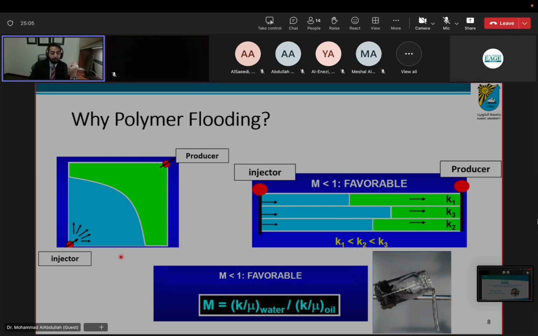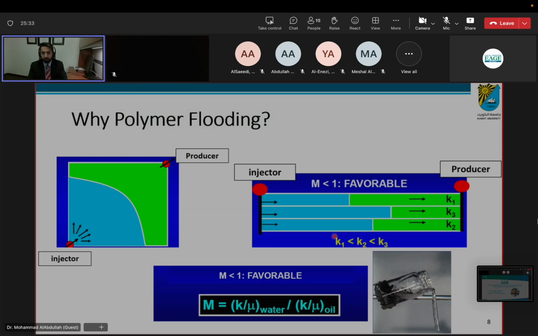What will happen here? Again, if you look at the top view, an injector and a producer, you will have a nice kind of piston-like or stable flow that's moving. This is the water that's moving the oil in front of it. Similarly, if you have a cross-section, you have a better sweep and an enhancement in the sweep, even if you have multiple layers with different permeabilities.